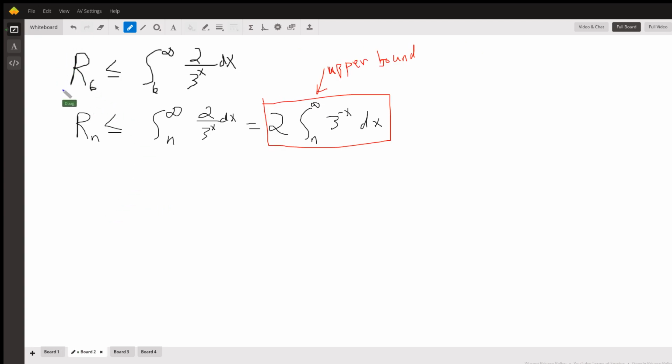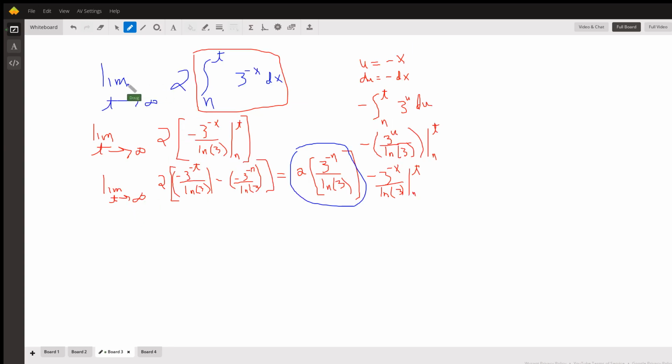So here is a specific example, but here's the general example. The nth remainder, the remainder after we've added up the first n terms, has this as an upper bound. And I can rewrite that by pulling this 2 out front and moving the 3 to the x to the numerator. So I've got 3 to the minus x. So this is the upper bound in terms of n, however many fractions you add together. So how do we evaluate that?